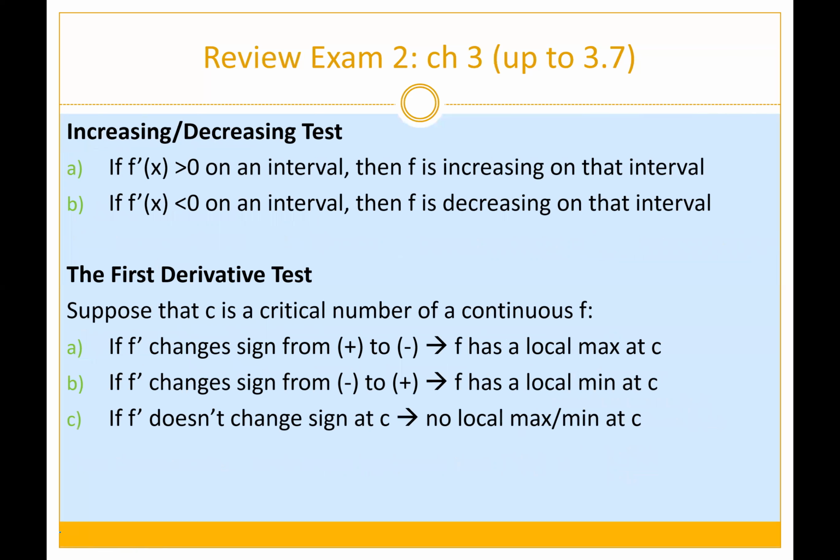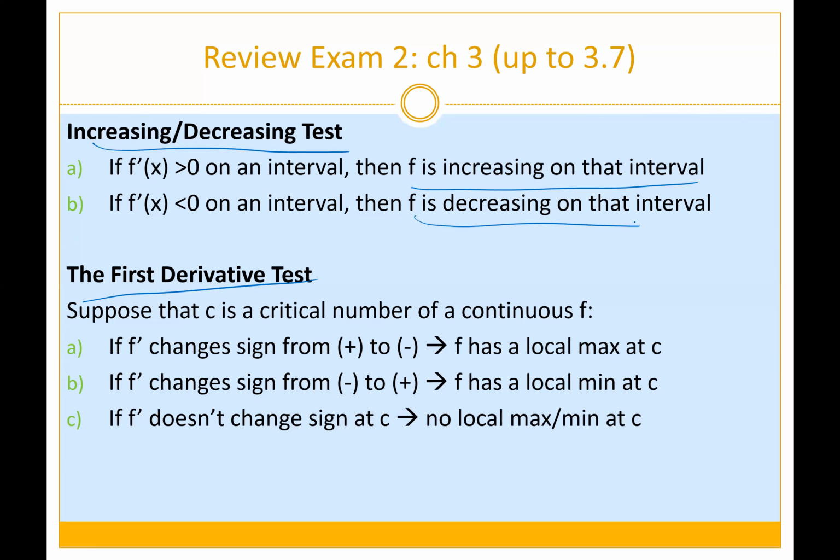Then we come to, I think it's 3.2 or 3.3, where we actually talk about the geometric meaning of the first derivative and apply it in graphing. So the increasing and decreasing test. Basically, if f prime of x is positive on an interval, then f is increasing on that interval, and if f prime of x is negative on some interval, it's decreasing.